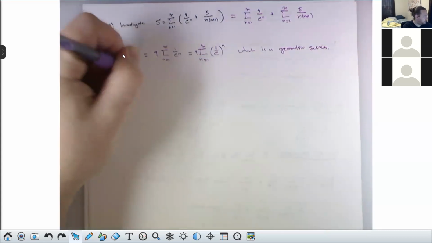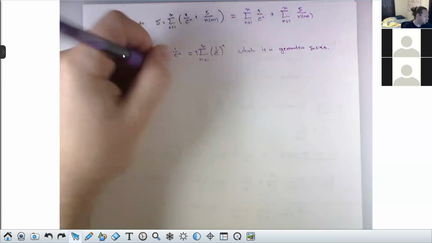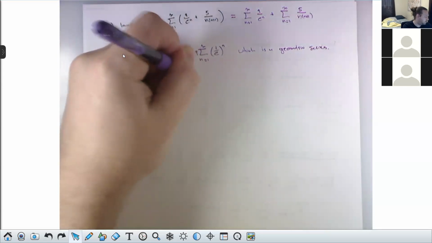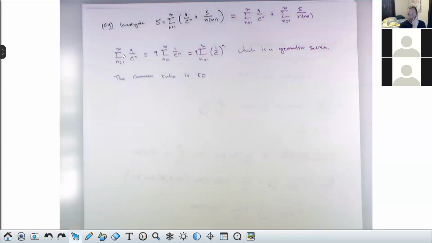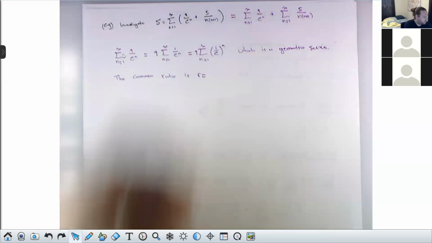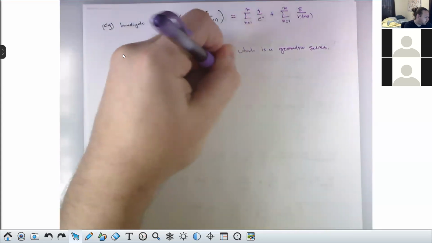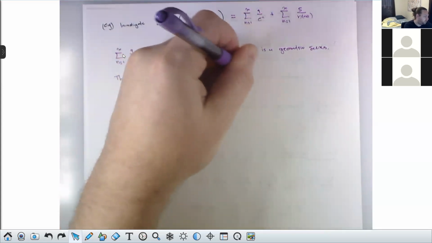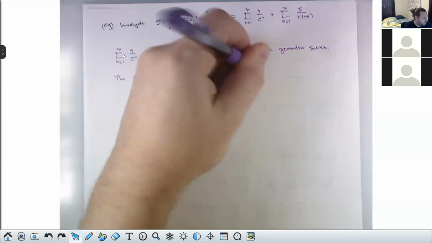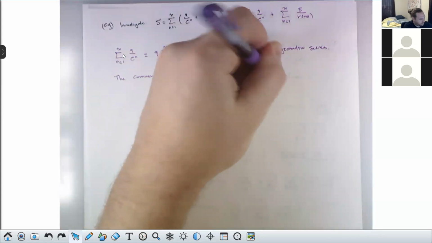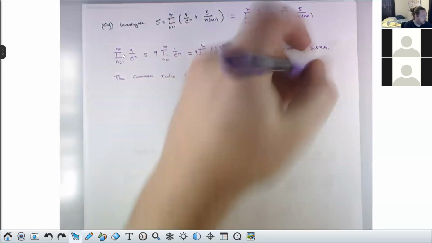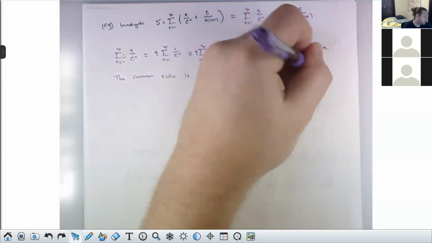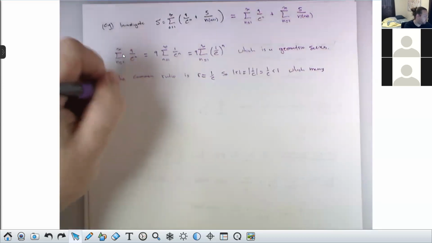The common ratio is what? What is the common ratio of this geometric series? 1 over e, good. So the absolute value of the common ratio is the absolute value of 1 over e, which is also 1 over e, which is definitely less than 1 because e is close to 3, which means the series converges.